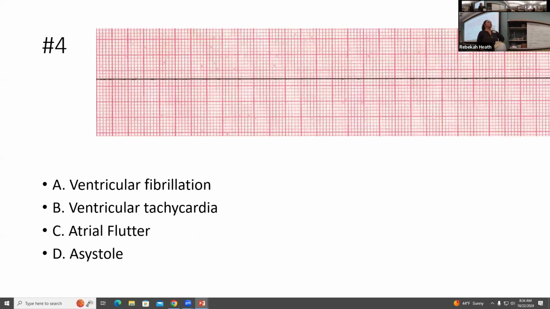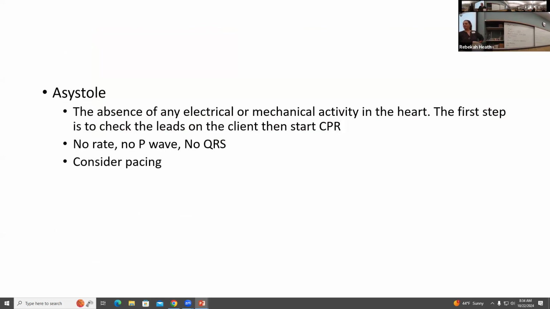Okay, this one's really hard. Anybody want to guess? Asystole, right? And like I said, typically asystole is not going to be just this flat line. There will be a little bit of variation on there.